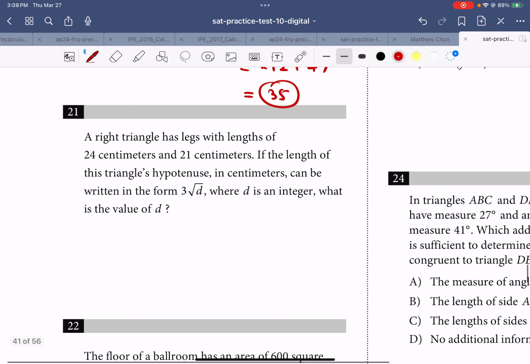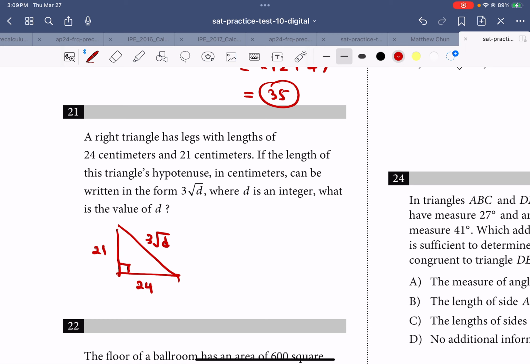Number 21. A right triangle has legs with lengths of 24 and 21. It's a right triangle, so let's say this one is 21, 24. The length of this triangle's hypotenuse in centimeters can be written as 3 root d, where d is an integer. What is the value of d?